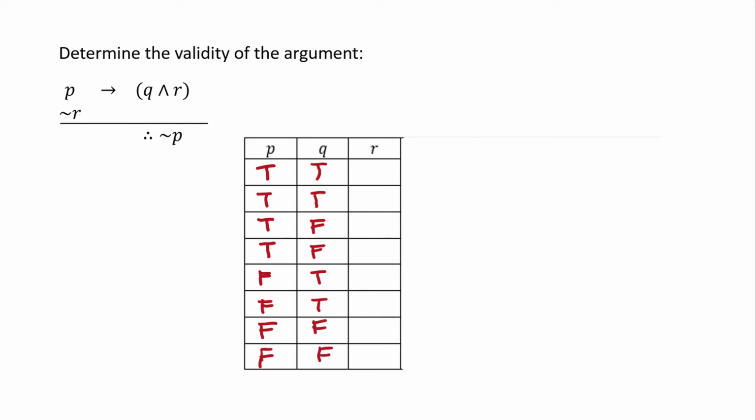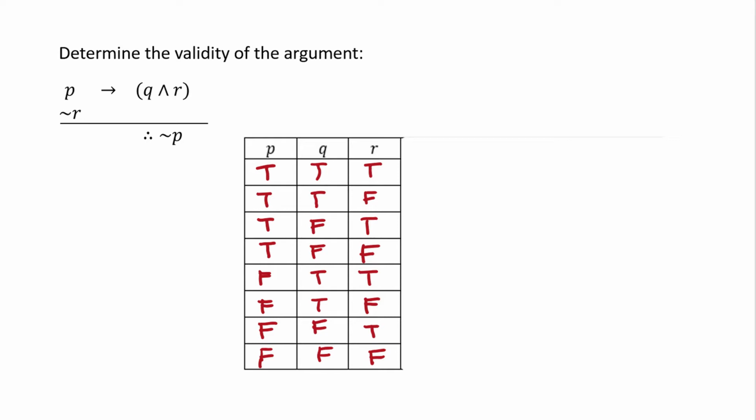Now let's assign truth values for R, and we will alternate. So true, false, true, false, true, false, true, false. Notice we have 8 different possibilities.